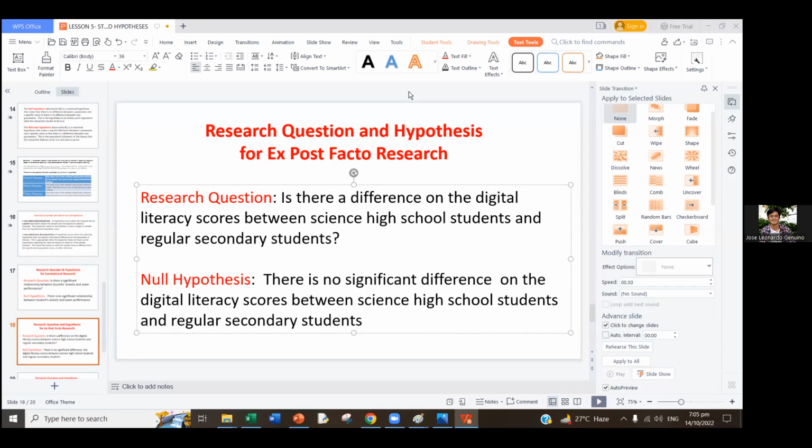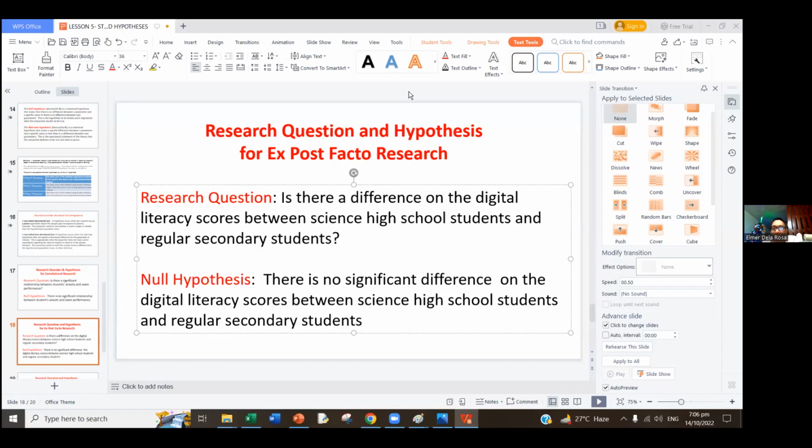Mas mataas daw yung digital literacy ng mga taga-science high school. So how do you say that? Englishin mo lang, yun na yung alternate hypothesis na directional. The digital literacy score of the science high school is better than the regular secondary students. Yun ang ating alternate hypothesis na directional.